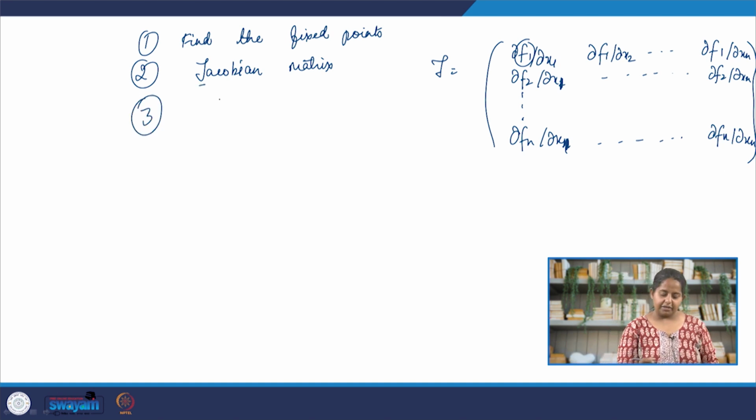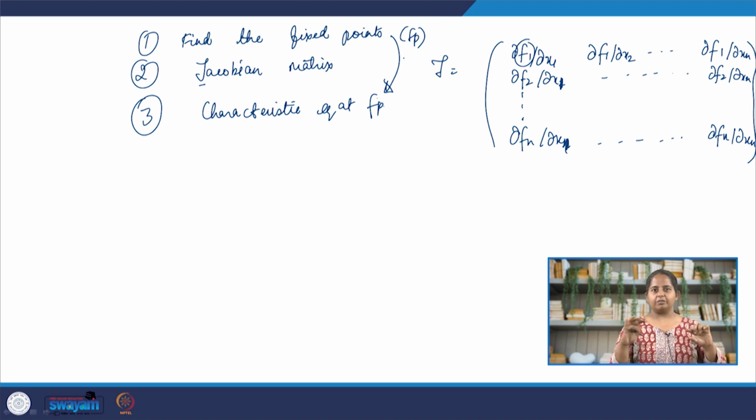The third step is to find out your characteristic equation at the fixed points. We are interested in how the behavior of our trajectories is around the fixed points, right, in a nonlinear system. So we want to find the characteristic equation at the fixed point. Very easy to do. Put the value of the fixed point in your Jacobian matrix for each fixed point and then you will get the characteristic equation.